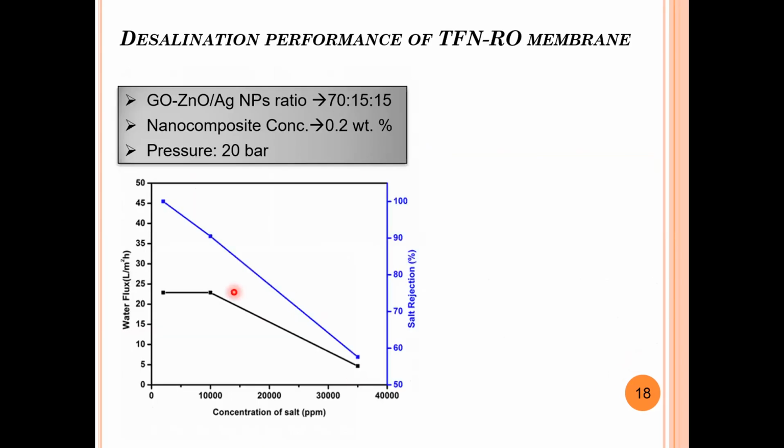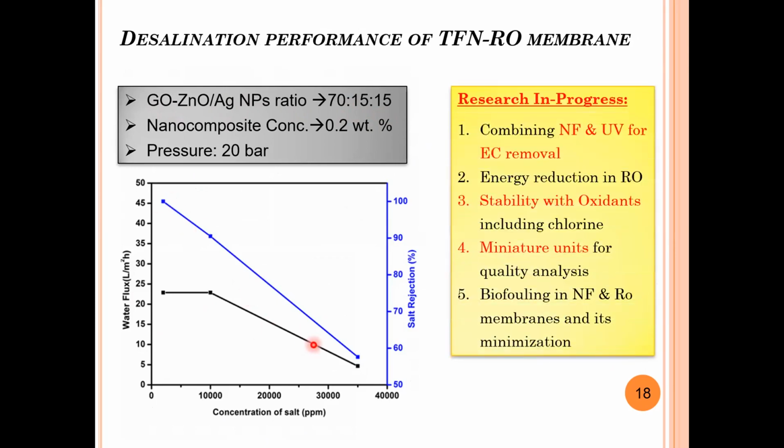And this is our new approach. We mixed the GO as well as silver nanoparticles in it at a ratio of 70:15:15. Then the water flux was really very high compared to the other. Right? And these are all the other research which is really in progress, right?